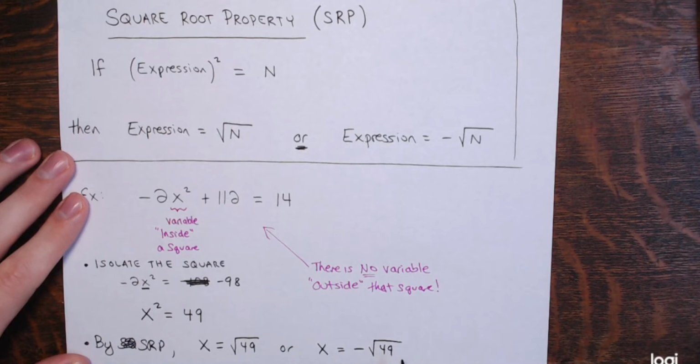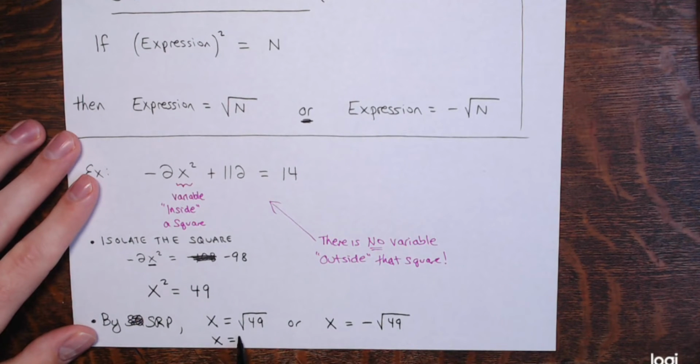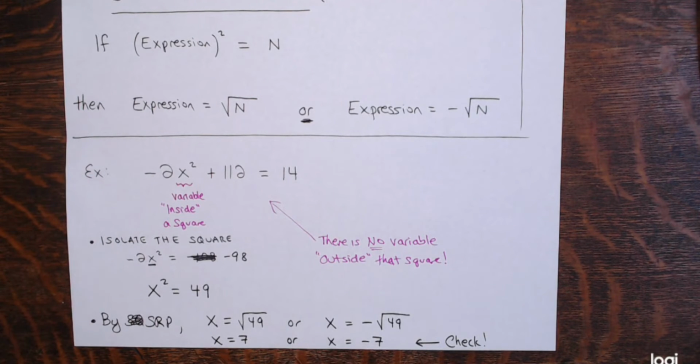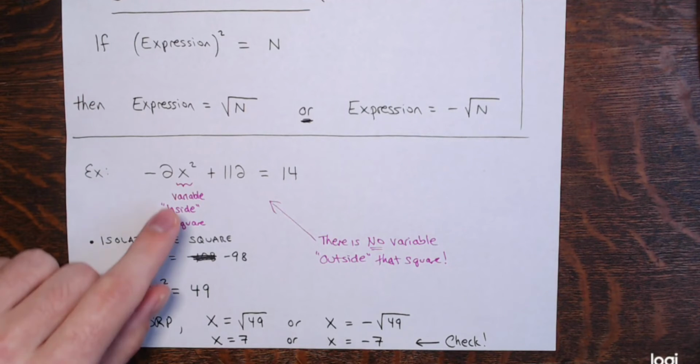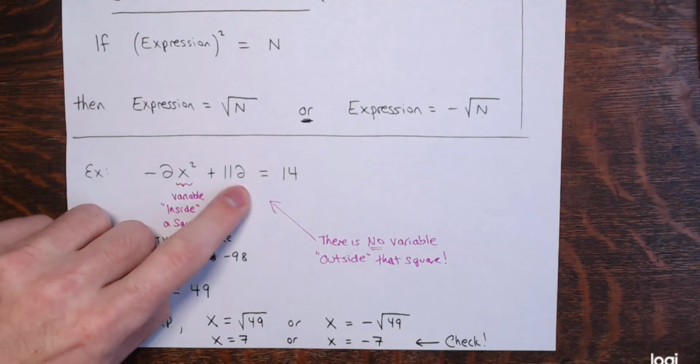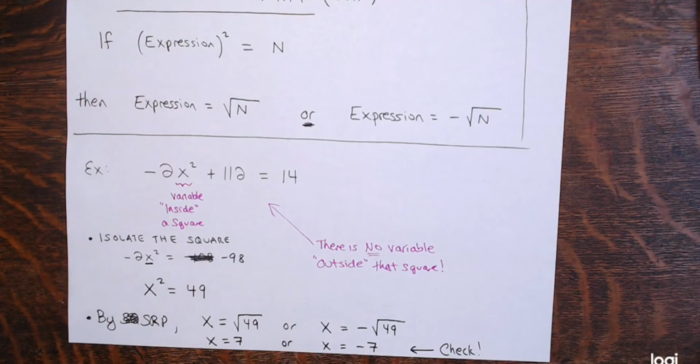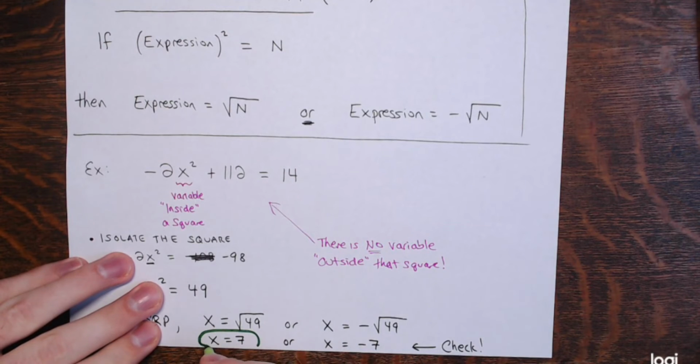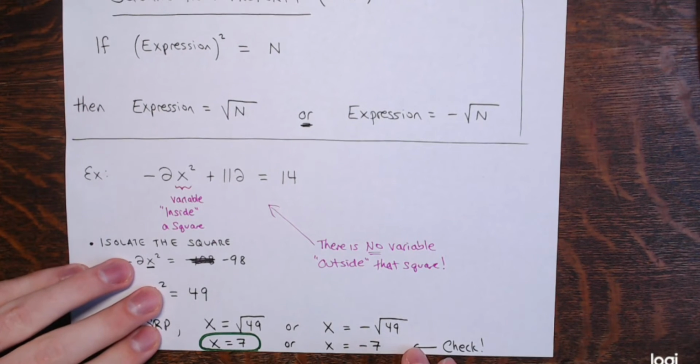And these numbers are known, right? X equals 7, or x equals negative 7. And then, of course, don't forget to check these in the original equation. So I'm going to just do these out loud. When x is 7, 7 squared is 49. Negative 2 times 49 would be negative 98. And then negative 98 plus 112 would be 14. So x equals 7 works. That's a valid solution to this equation.